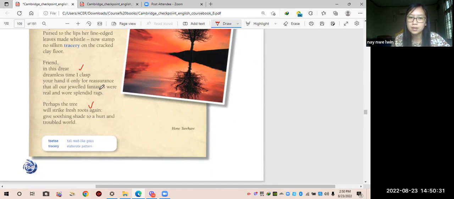Friends, in this area, dreamless time, I place your hand if only for reassurance that all our jewel fantasies were real and war supplanted, right? Perhaps the tree was strike fresh root against us. The dip in the generation of our own is the dip in the reality. Our friendship will be the person. Nature of the friendship has been the same.